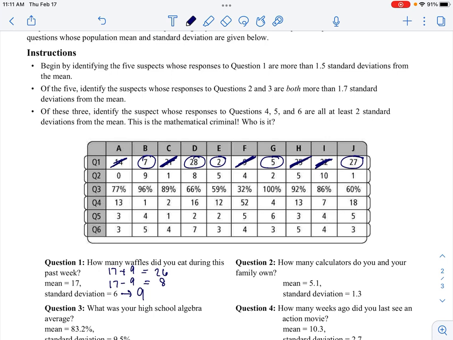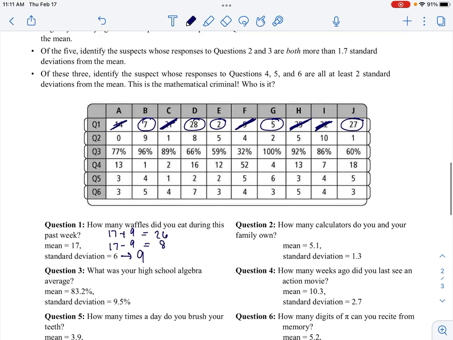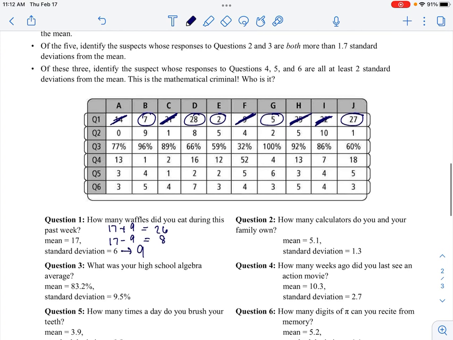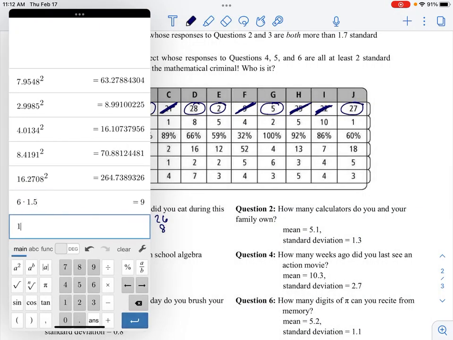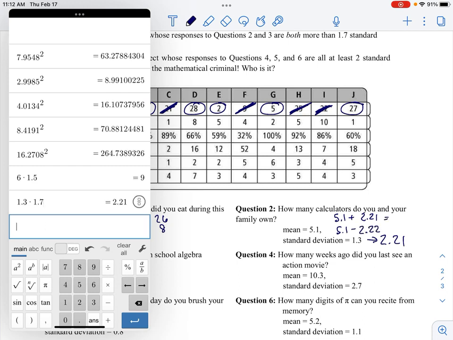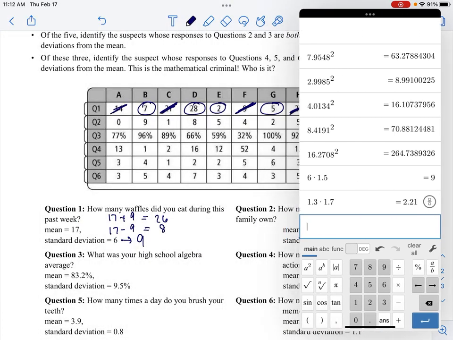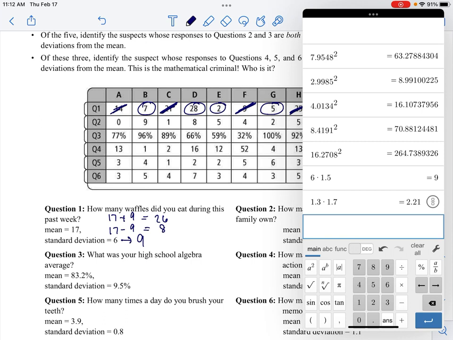So then, of these 5, identify the suspects whose responses to 2 and 3 are both more than 1.7 standard deviations from the mean. So 2 and 3, they give us our standard deviations. We need to find what 1.7 times that is. So for this one, we have 2.21. You'll have to take 5.1 plus 2.21 and 5.1 minus 2.21. And we get 2.89 and 7.31. We'll do the same thing over here for question 3.